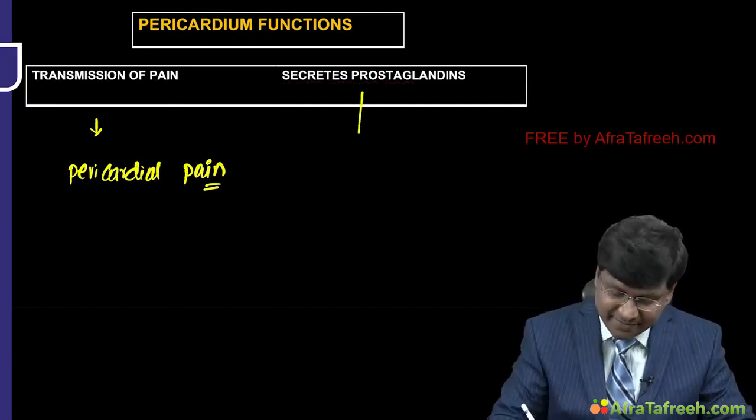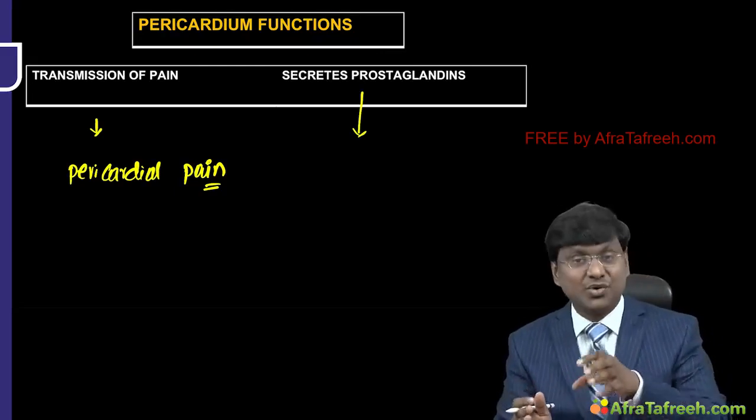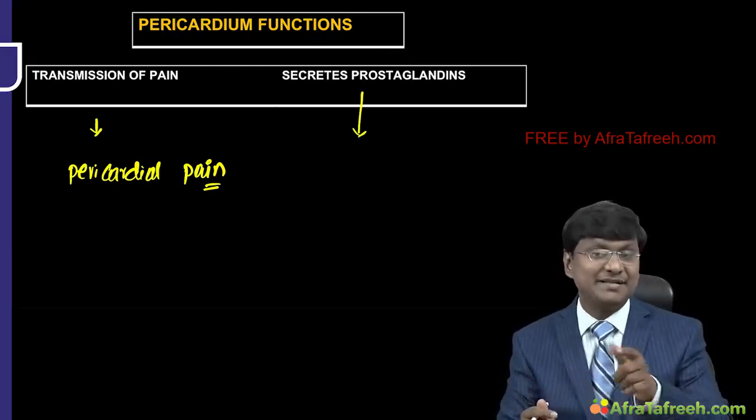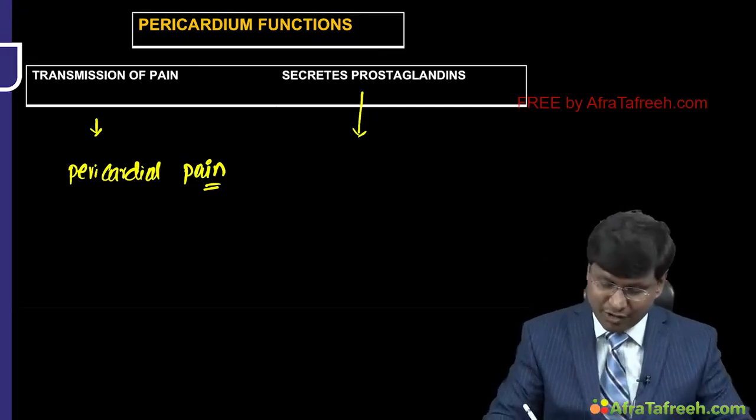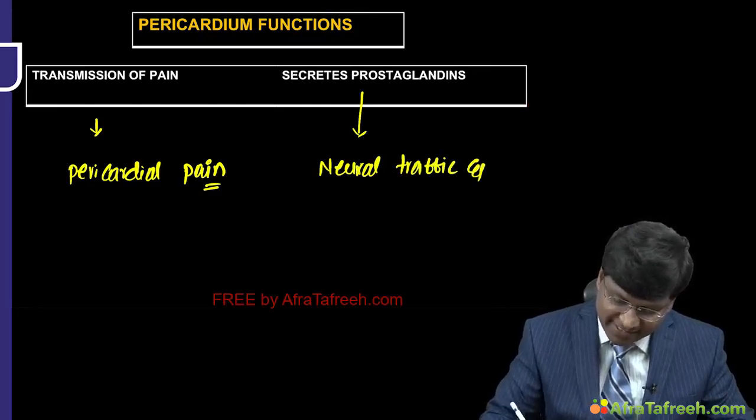And this pericardium also secretes prostaglandins, right? And what is the role of the prostaglandins which are secreted by the pericardium? They modulate the neural traffic, and not only that, they also maintain the coronary tone.